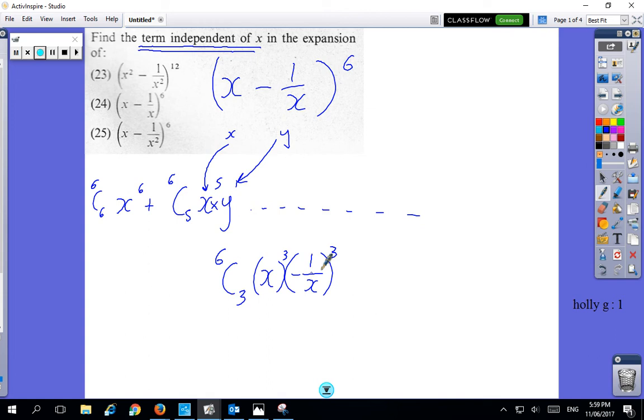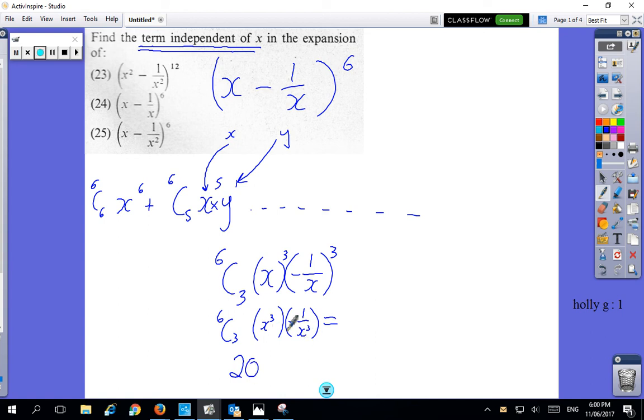So if we applied the power to this, this would become negative 1 on x to the power of 3. This would be x to the power of 3. And of course out the front we've still got 6c3, whatever that is. I did bring my calculator, so 6c3, probably should know this off by heart by now. Yeah, there we go, 20. 6c3 is 20.